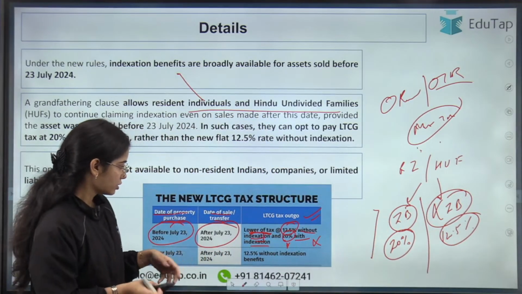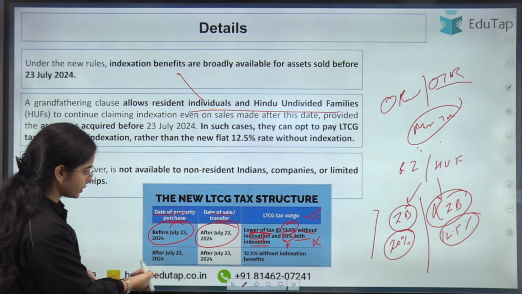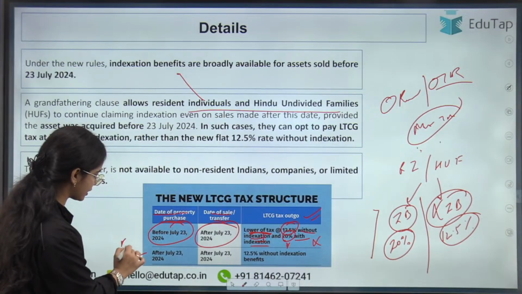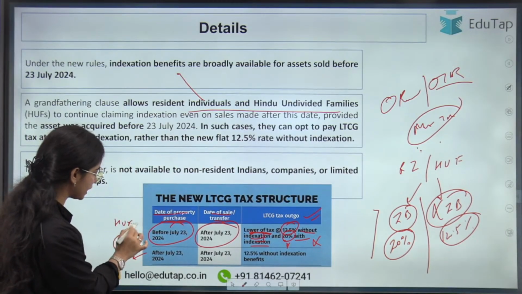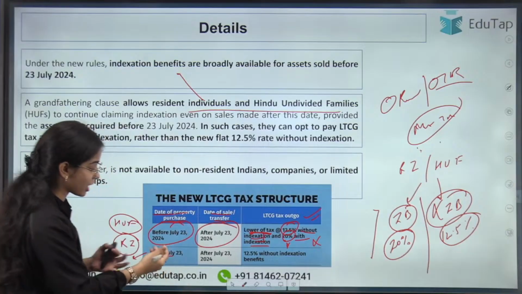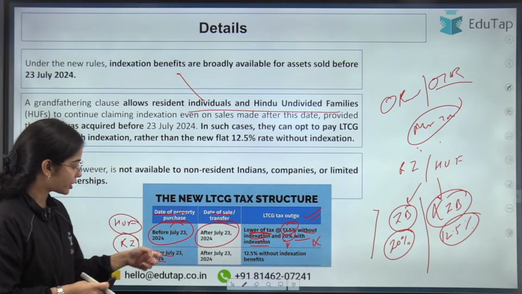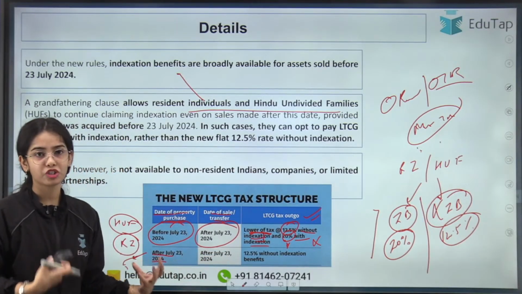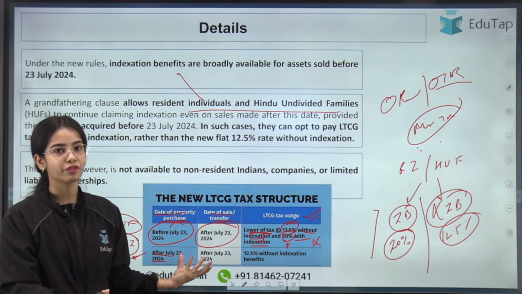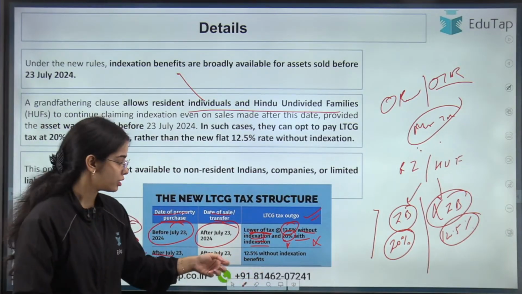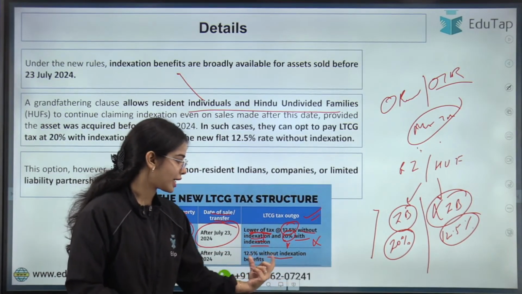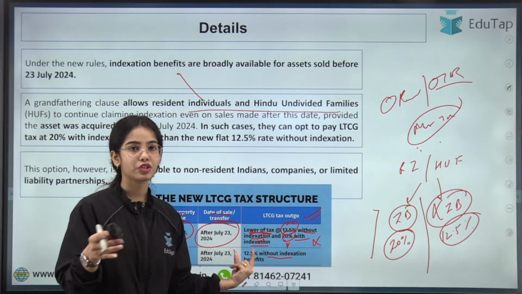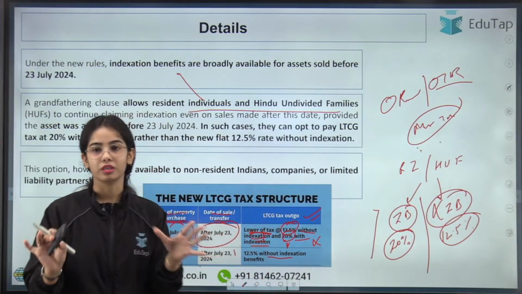Okay. Now, for any other people, like the resident individuals or Hindu undivided families who have purchased the property after July 23, 2024 and are selling it after July 23, 2024, because of course they purchased it after that date, they are going to sell it only after it. So they will not get the indexation benefit, and without indexation benefit they will have to pay LTCG at 12.5%. Okay, any confusion here?